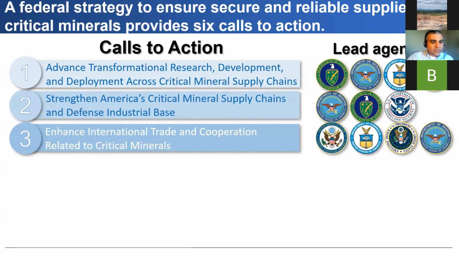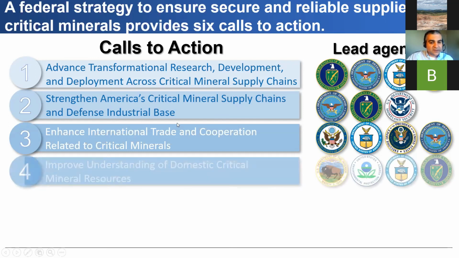Call to action 3 is enhancing international trade and cooperation, led by our friends in Department of State and Department of Commerce. We at USGS are also involved in these discussions with our counterparts. A lot of discussions going on there, obviously, with our friends and neighbors, Canada and Australia. That work obviously is ongoing, and there are various efforts on that front. And I would defer you to Department of State to get a status on that.